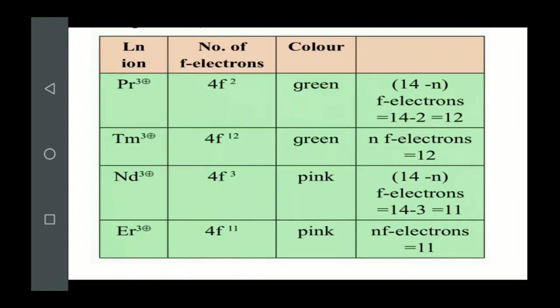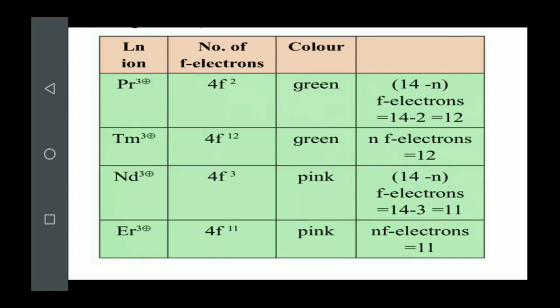Okay, let's see some examples. Promethium ion. Promethium, all are lanthanoid ions. Promethium plus 3 ions. The number of electrons left in f orbital in case of promethium is 4f2. So your n here is 2. And the color of promethium is what? Green. In the same way, if you had 12 electrons also, then also you will have green color. For example, in thulium plus 3 ion, Tm plus 3 ion, we have 4f12 electrons. The color of the ion is green.